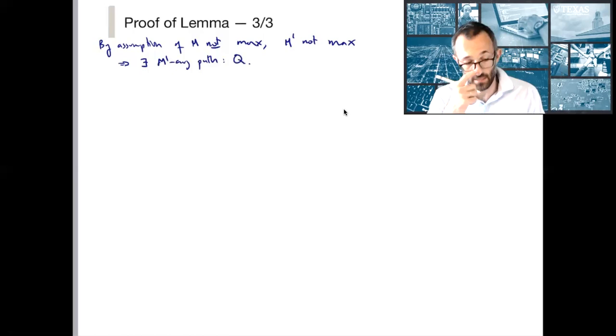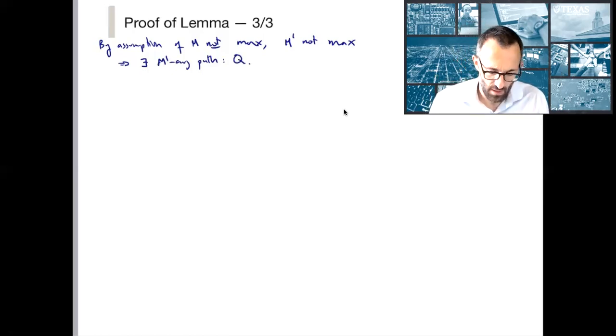So by assumption of M not maximum, it implies that M dash is not maximum. Hence, there exists an M dash augmenting path, and let's give that a name. I'm going to call that Q.